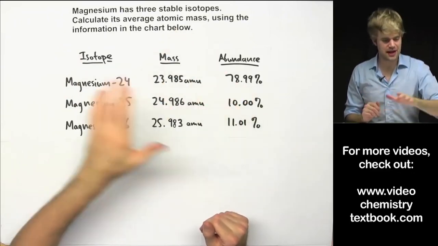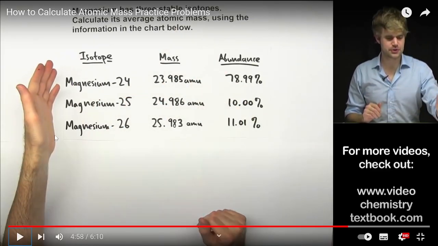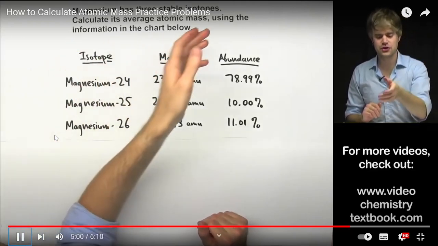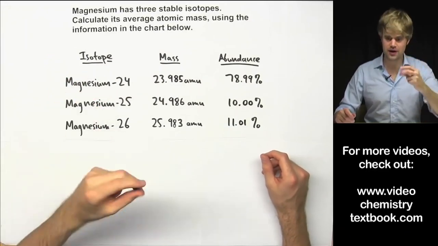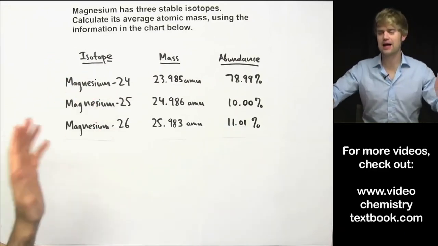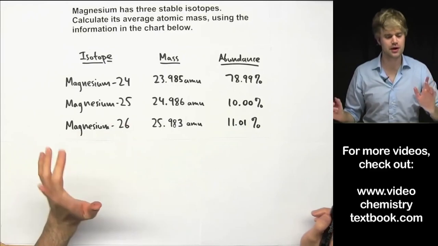Magnesium has 3 stable isotopes. Okay, so this is on our next page now, so flip on over. Calculate its average atomic mass using the information in the chart below. We've already done this with 2 isotopes, but you can do it with as many isotopes as you need. It's the same process throughout.